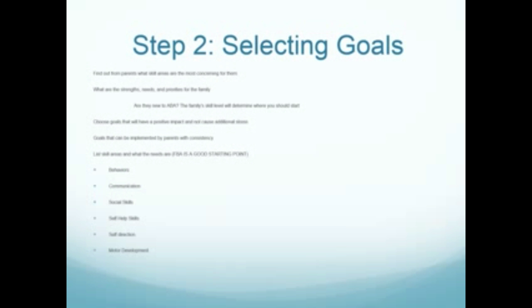Communication. You can ask about their speech, how many words they can use, things like that. You want to choose goals that will have a positive impact and not cause additional stress. So if you feel like a parent's just not going to be able to implement a certain intervention or a certain strategy, don't use that one. If they are not going to be able to do it when you're not there, just don't use it.